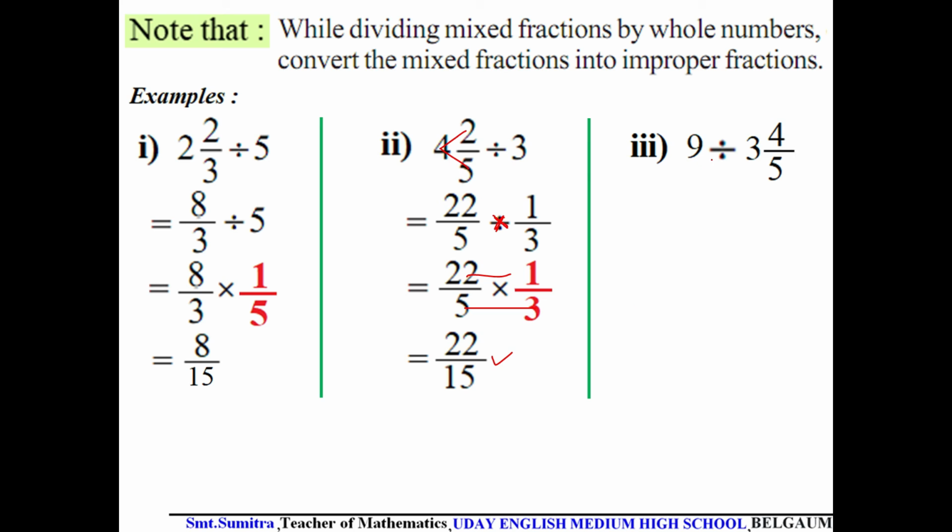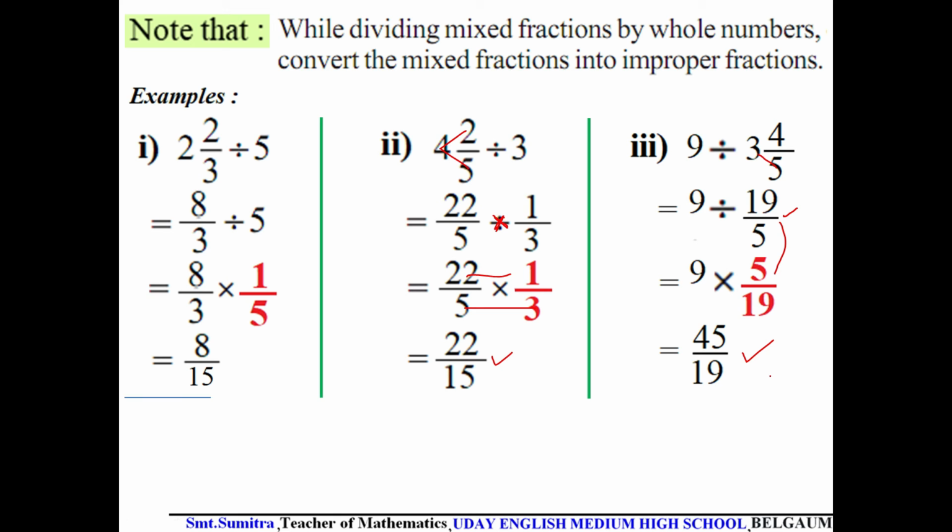9 divided by 3 integer 4 by 5. 5 3s are 15 plus 4, 19 divided by 5. 19 divided by 5 reciprocal is 5 divided by 19, 9 into, then this is 45 divided by 19. I'll continue to the next with a few more examples.